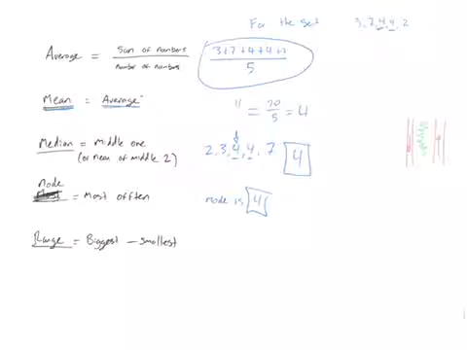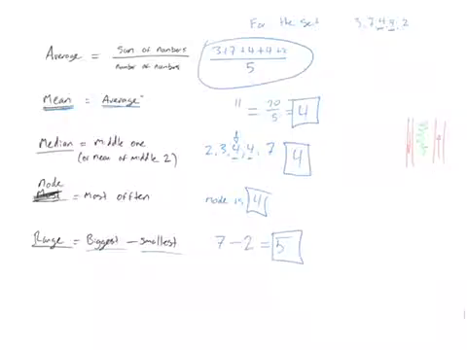And then the range, which is the last one we're going to talk about here, is just the biggest number minus the smallest number. In this case, the biggest number is 7. The smallest number is 2, so it would be 7 minus 2, which is equal to 5. So in this case, the range would be 5. Now notice, in this example that we did, the mean, median, mode all came out to be the same. That's not always the case, but sometimes it can be true. But just kind of follow that basic principle.